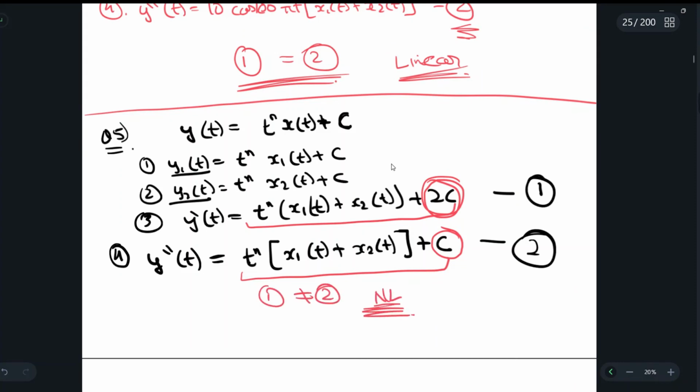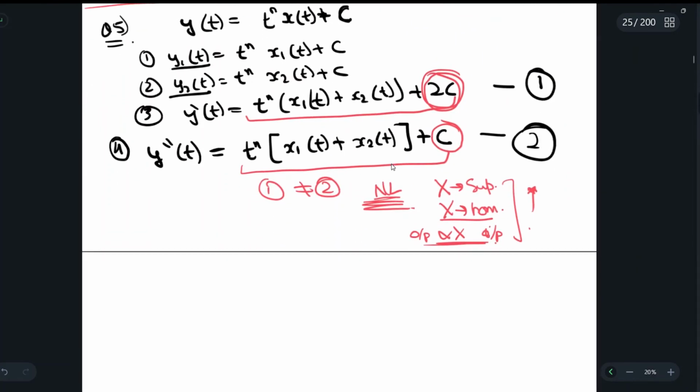That is, it will not follow the principle of superposition. It will not follow the principle of homogeneity, and the change in the output will not be directly proportional to the change in the input. Okay, so these are the 3 points that you have to keep in mind, and I have written them at the top also. Now guys, let us move on to question number 6.